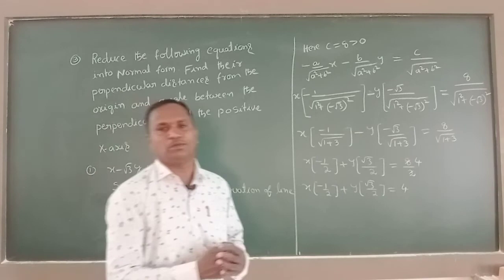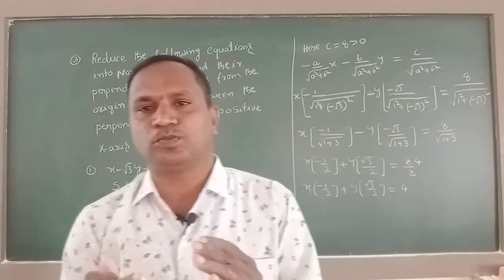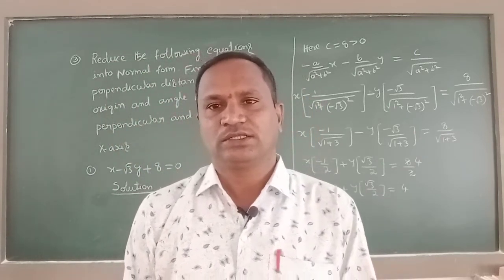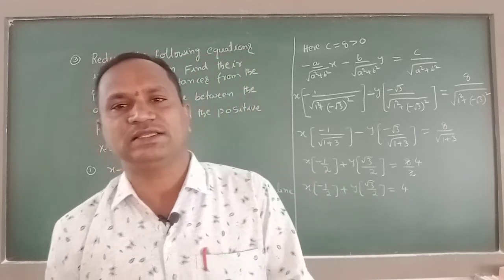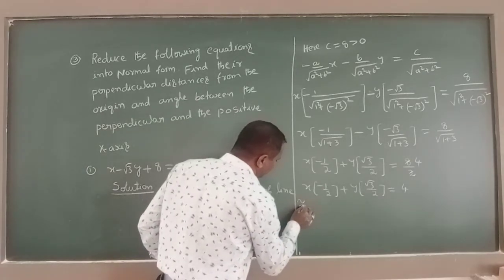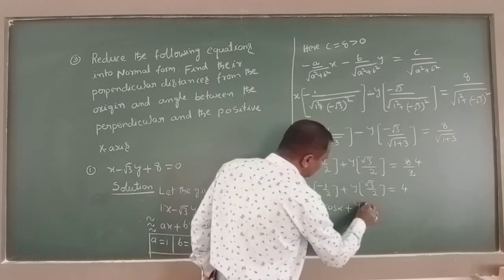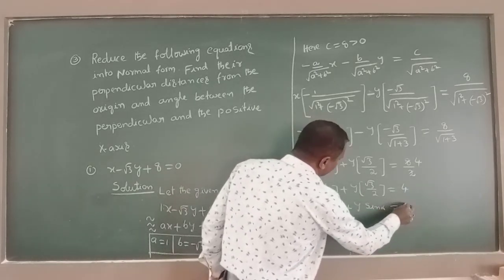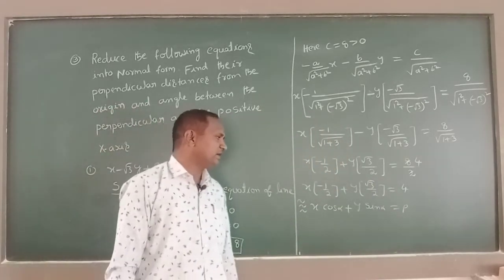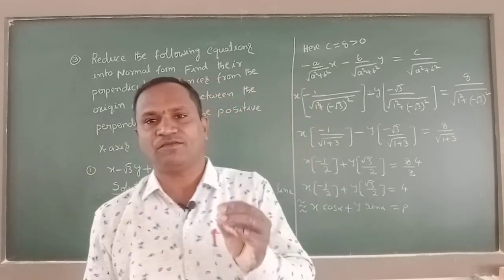Already we knew about the general form of equation of a straight line. I have also told the proof for the normal form of equation of a straight line, that is x cos alpha plus y sin alpha is equal to p. Now we compare x cos alpha plus y sin alpha is equal to p here. Cos alpha is equal to minus 1 by 2 and sin alpha is equal to plus root 3 by 2. The same value should come for alpha.